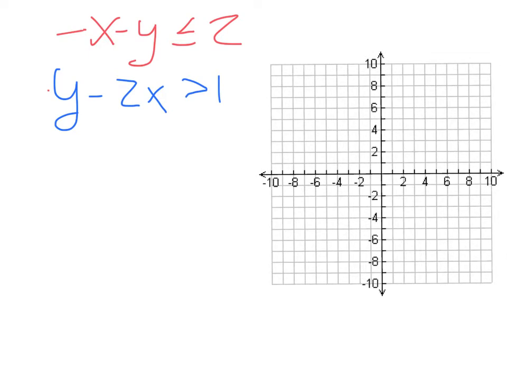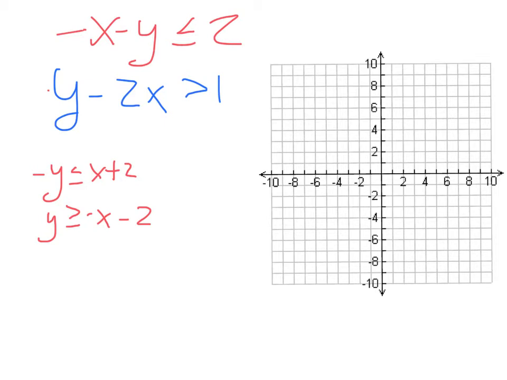Here's my graph. Now the difference between this and the one I just did is I'm going to move things around in order to use slope-intercept form to graph these. For the red one, I'm going to add x to both sides. So I have negative y is less than or equal to x plus 2, which means y is going to be, and I'm dividing by a negative number, which means I've got to flip that sign, negative x minus 2. So there's my first equation I'm going to graph: y is greater than or equal to negative x minus 2.